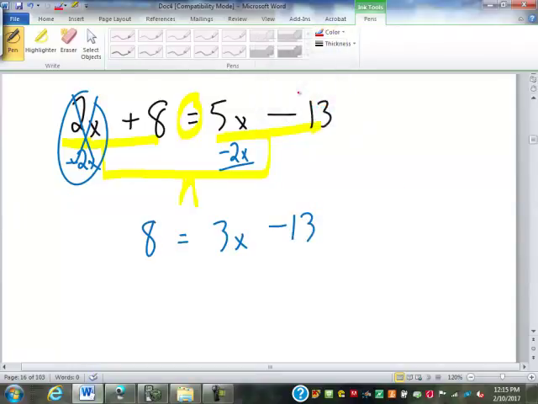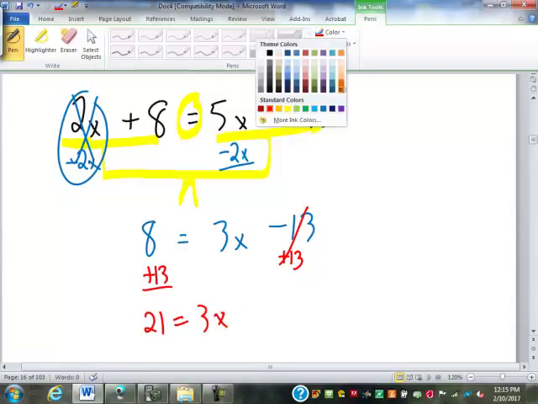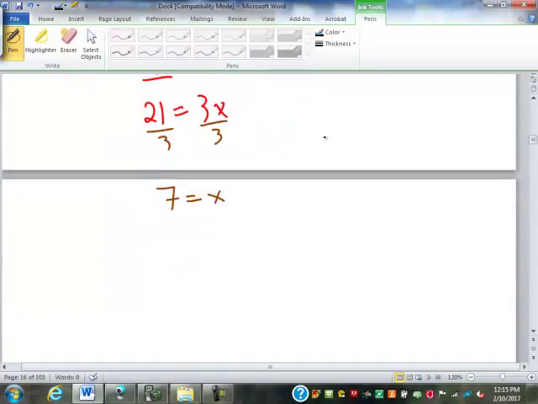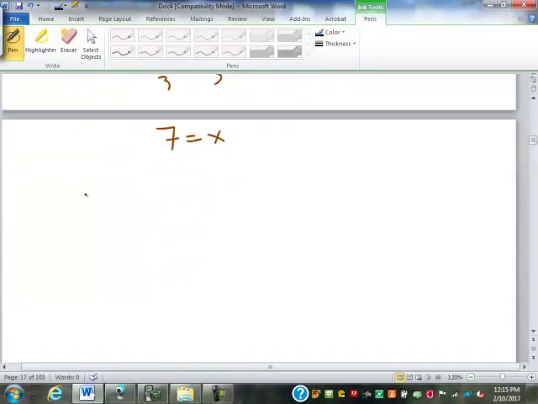So now I solve it by first step is adding 13. So 21 equals 3x. And then divide by 3. Good. 7 equals x. So there's one more level of difficulty we can throw into the mix, and that looks like this.